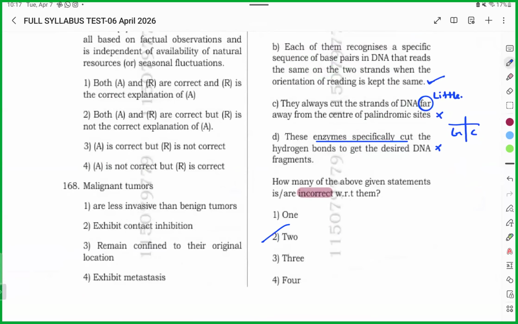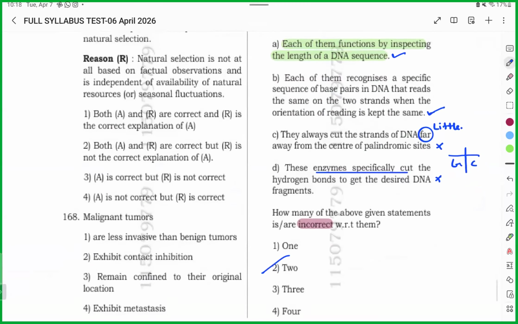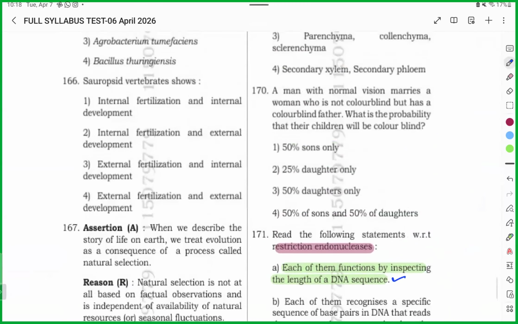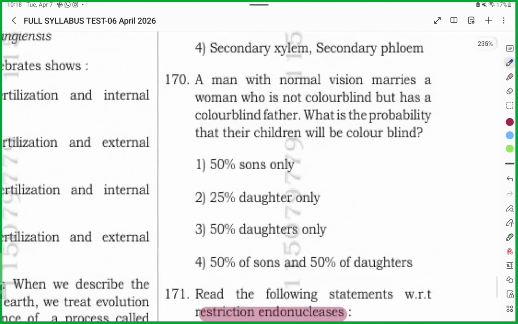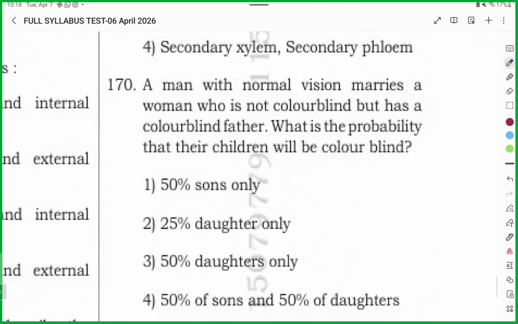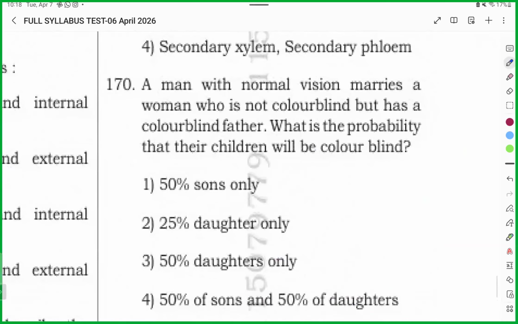Any doubt, guys? No, sir. This colorblind topic is easy, and actually the colorblind topic and hemophilia are almost the same. So I will do one more topic, then we'll take a break. Okay, a 10-minute break, not a longer break, because reading biology for a long time is very tiring.